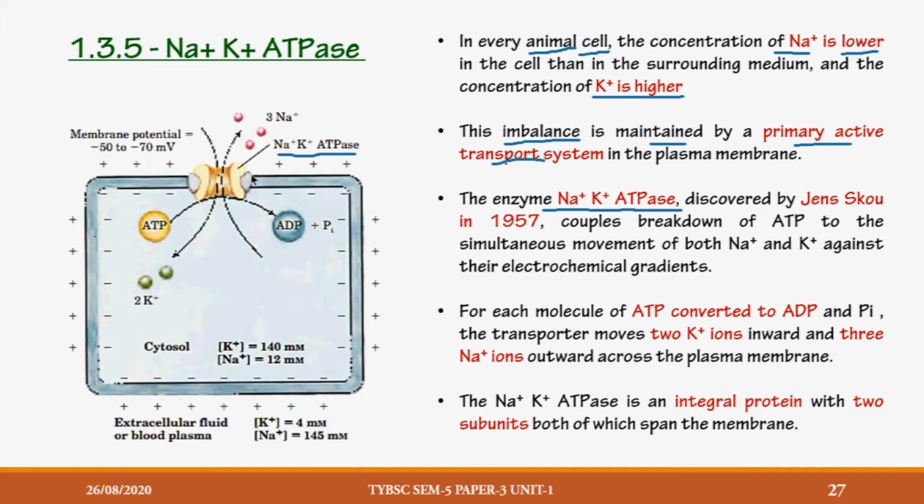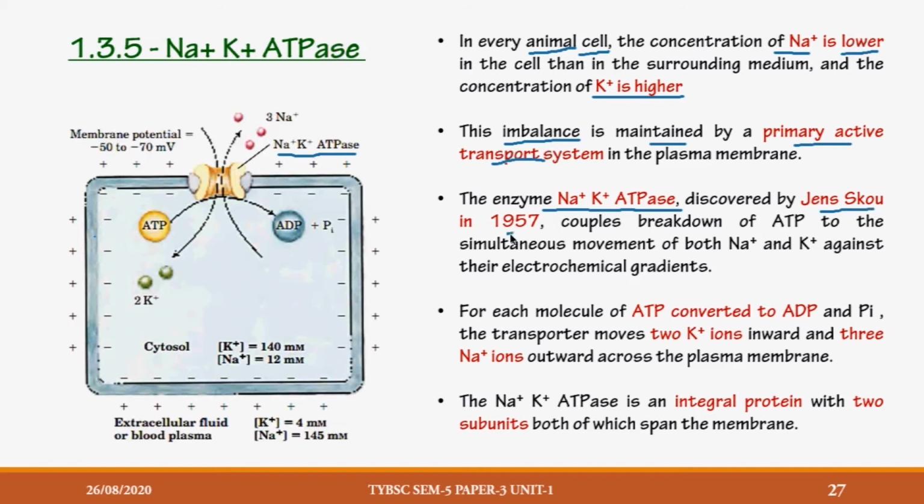Now what does this particular transporter do? This transporter is going to couple. Couple means to combine two things. Okay, what two things are combined? First, breakdown of ATP. पहला क्या काम होने वाला है? First thing is breakdown of ATP. आपका ATP breakdown होगा to form ADP and Pi. This was the first thing. And what is the second thing? Second thing is a simultaneous movement of Na plus and K plus against their electrochemical gradient.